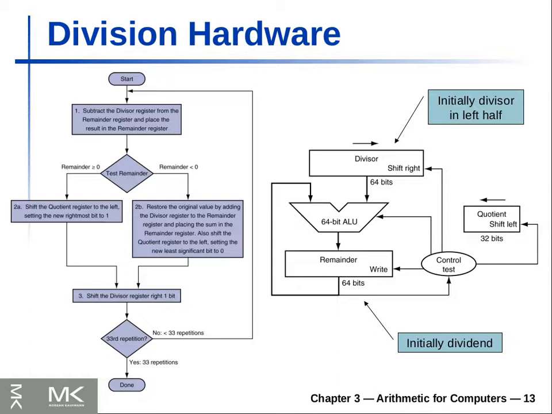Well, subtract the divisor from the remainder register and place the result in the remainder. If the answer is greater than 0, shift the quotient to the left and set the rightmost bit to 1. If it's less than 0, meaning it's negative, aka you can't do that subtraction yet, you have to restore the remainder by re-adding that number back to it, and then shift the quotient to the left and set the least significant bit to 0. Shift the divisor register to the right, and then once you've done your bit count plus 1 iterations, you are done. Everyone ready? All right.